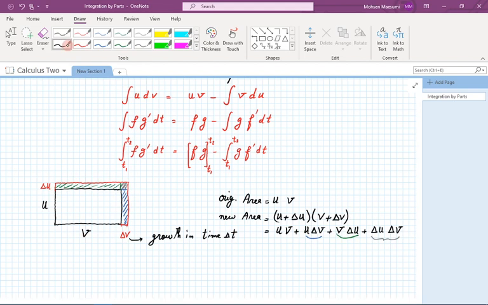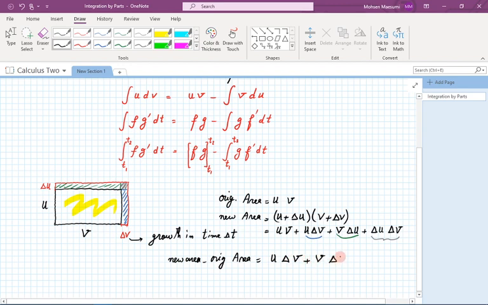So if McDonald was interested in knowing how much his land grew, he's going to just subtract these two. So I'll have new area minus the old area, and of course when you subtract the uv's, this portion is common to both of them. You subtract it, you just have those strips on the sides and that little piece over there. So it's u delta v plus v delta u plus delta u delta v.